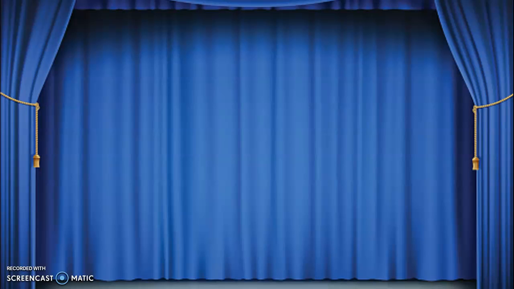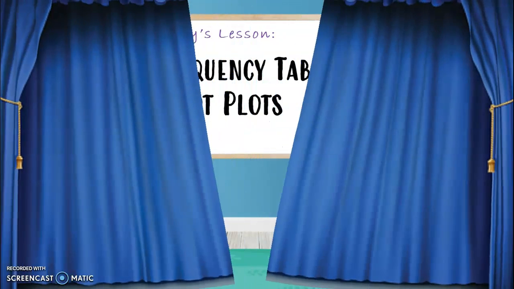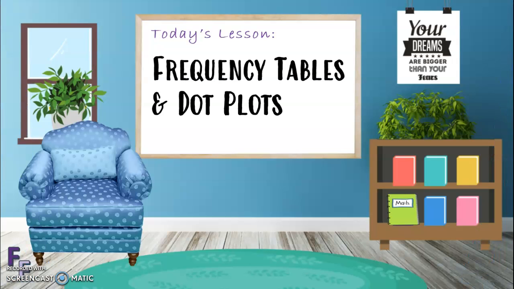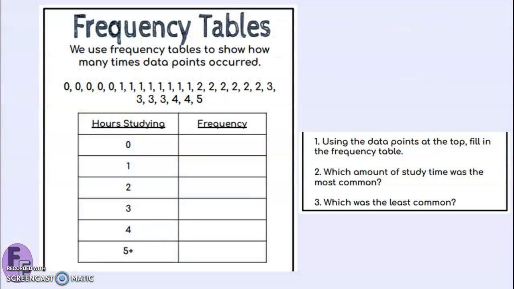In today's lesson, we will be looking at frequency tables and dot plots. A frequency table is just another word for a way to make tally charts. We use frequency tables to show how many times a number occurs in a collection of data. So in this collection, it's talking about the hours spent studying by students. The frequency is how many times that number is written down.